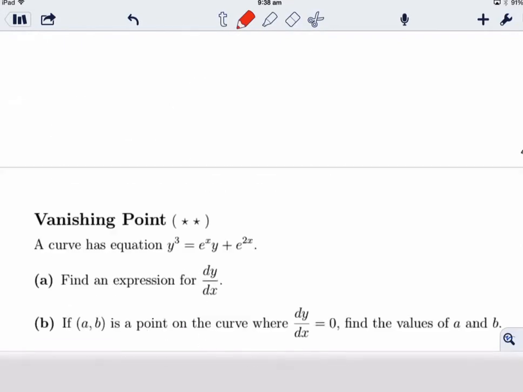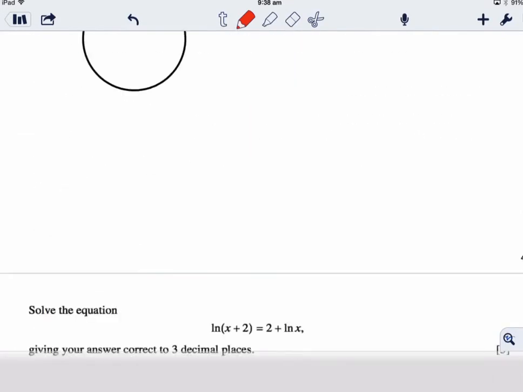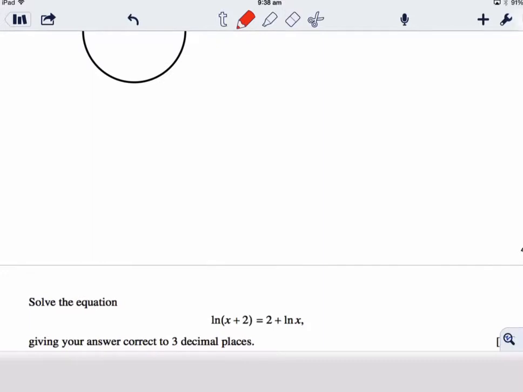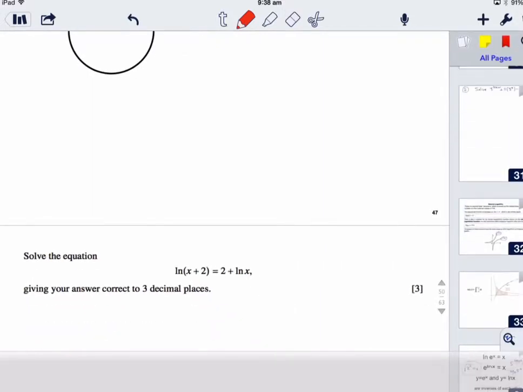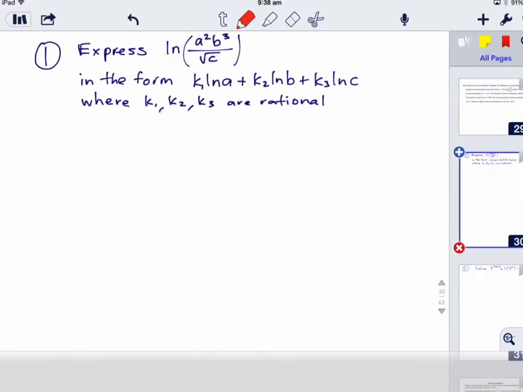Okay, so just have a look at the number of questions that I've got on here that I want you to have a go at, and there's just a couple here that would help us with this. So have a go at this question here.